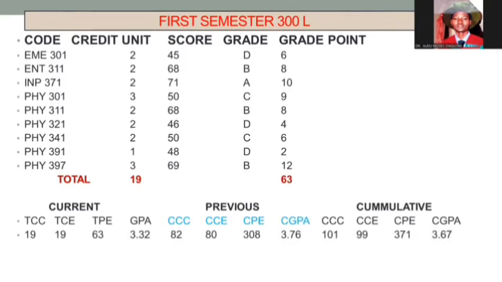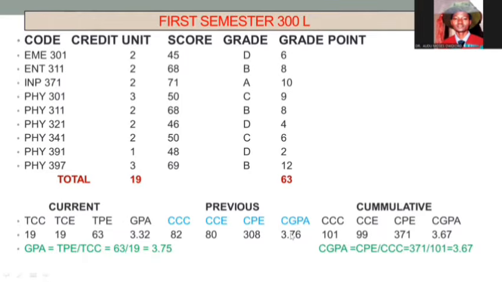Let's compute the results together. The total credit carry is 19. Out of the 19, no carryover, so he earned all of them. The total point earned is 63, as you can see. Then the GPA, how do we compute it? GPA is TPE over TCC. So 63 over 19, 3.75.